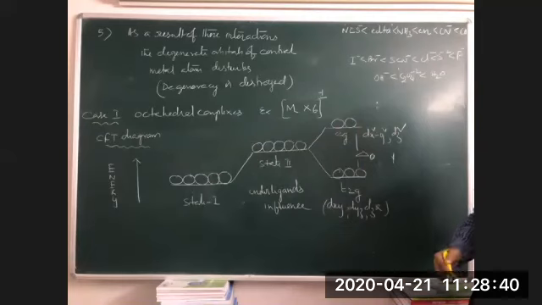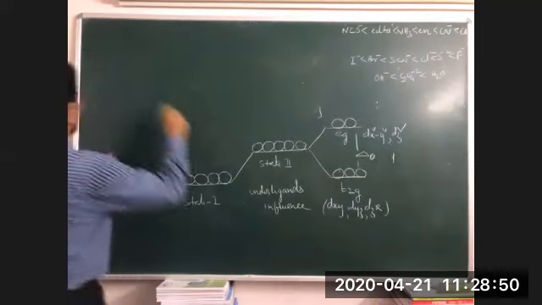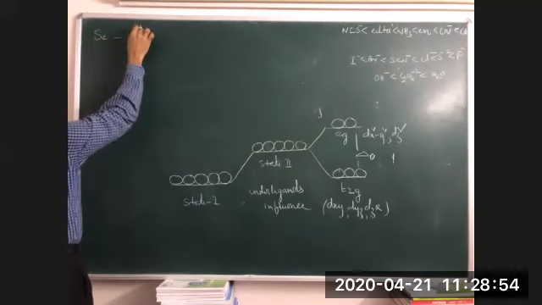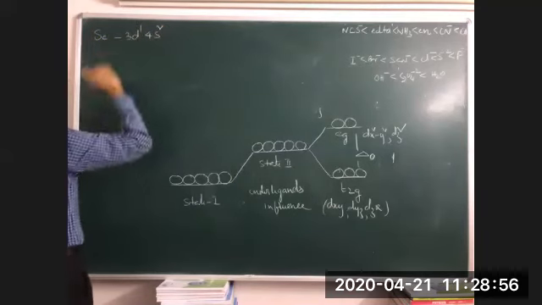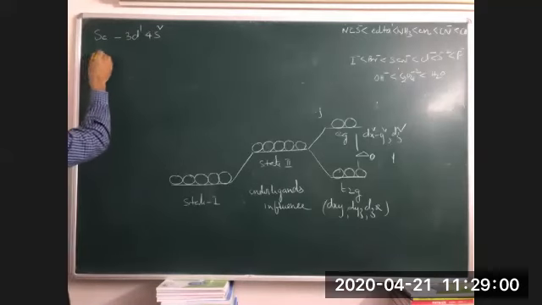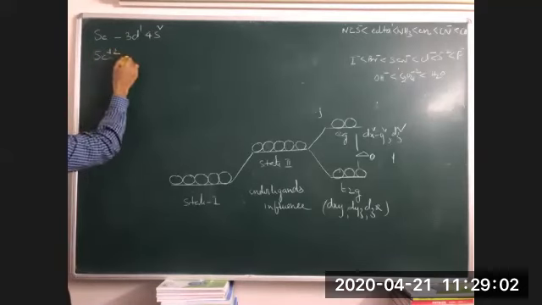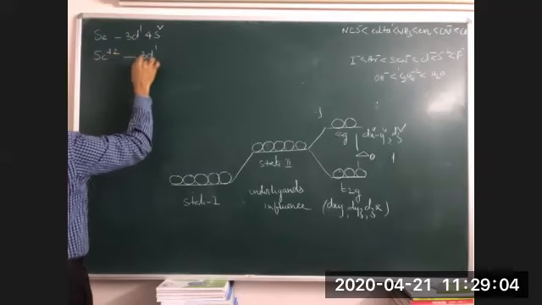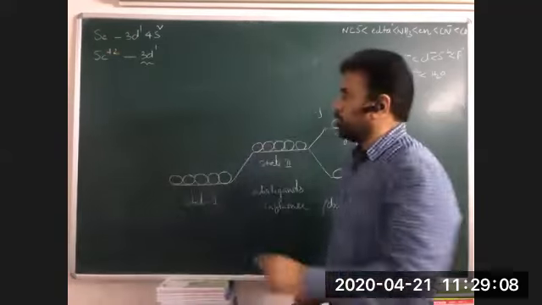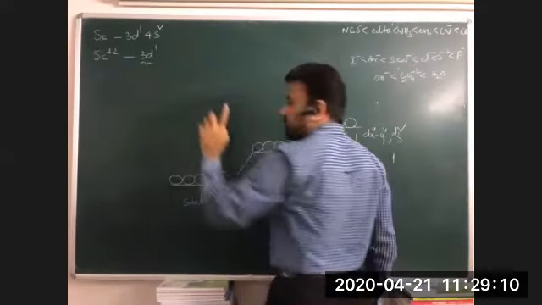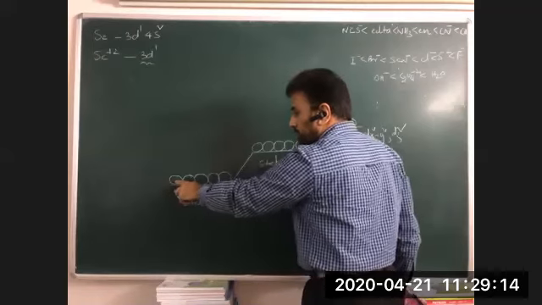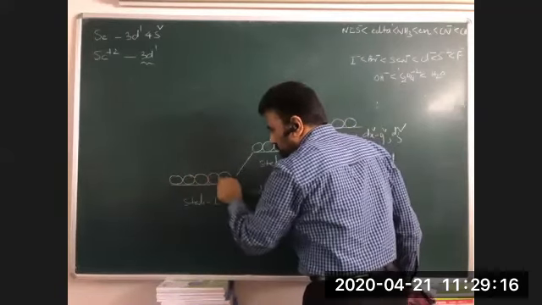Now, consider scandium, 3d1 4s2, right? Scandium is 3d1 4s2. If scandium is in the +2 state, it is 3d1, right? How many electrons are here? One electron. This one electron resides in the 5 orbitals.